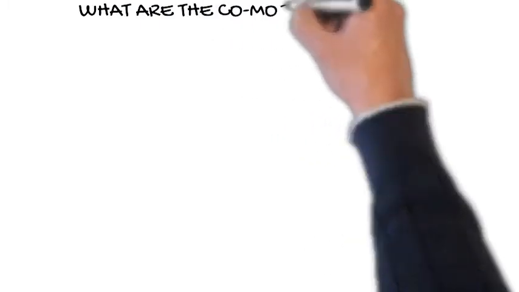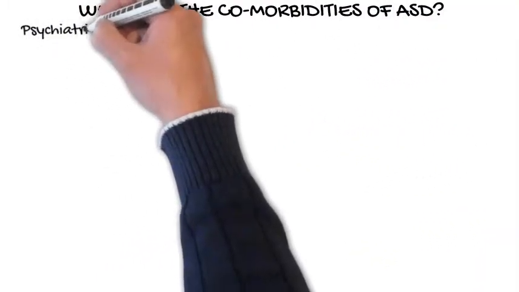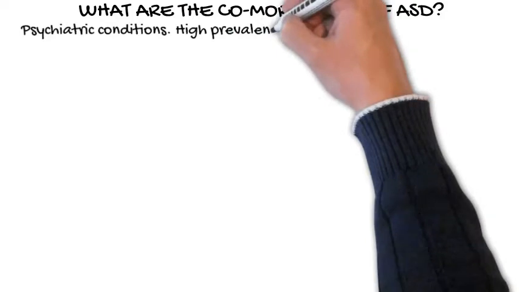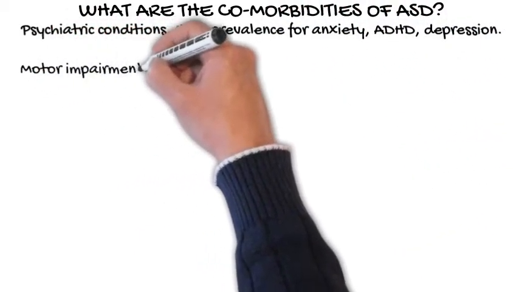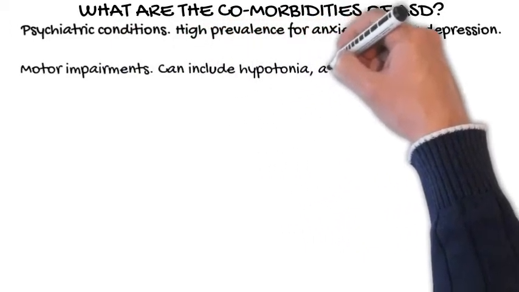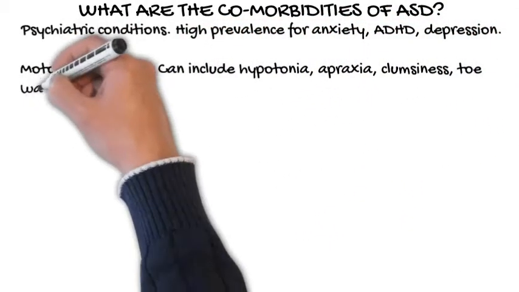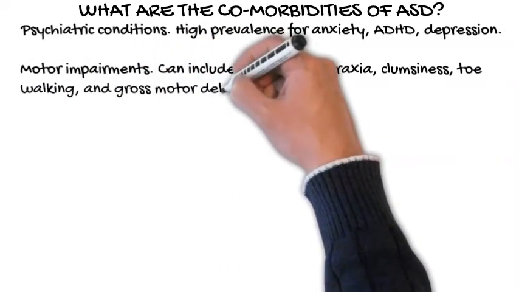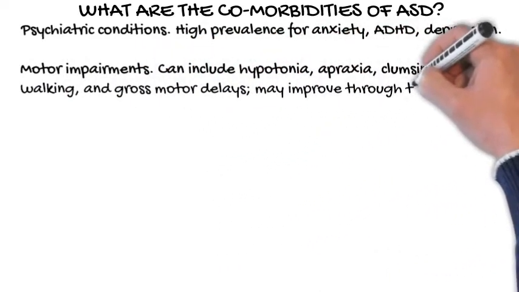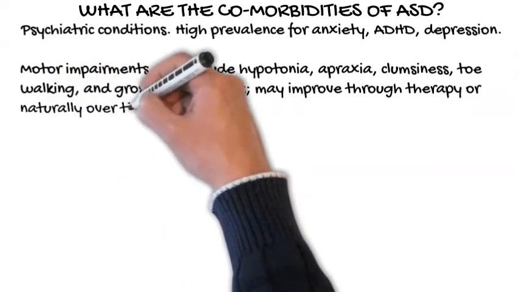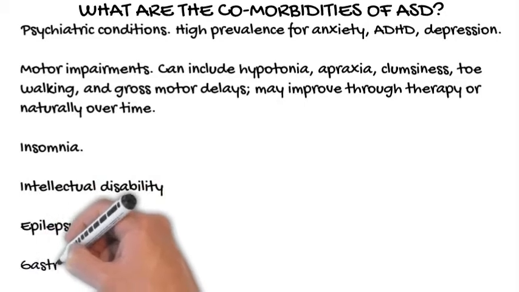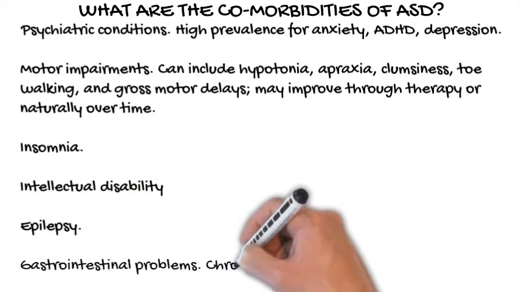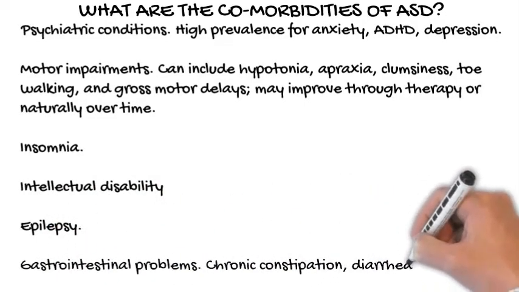What are the comorbidities of ASD? Psychiatric conditions. High prevalence for anxiety, ADHD, depression. Motor impairments. Can include hypotonia, apraxia, clumsiness, toe walking, and gross motor delays, may improve through therapy or naturally over time. Insomnia. Intellectual disability. Epilepsy. Gastrointestinal problems. Chronic constipation, diarrhea, and abdominal pain.